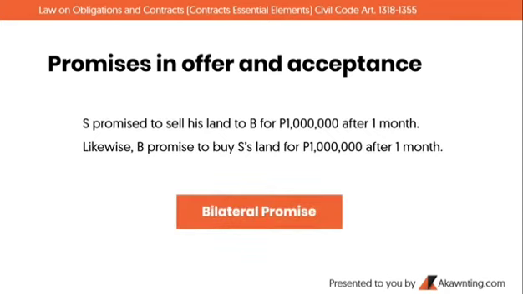S promised to sell his land to B for 1 million after 1 month. Likewise, B promised to buy S land for 1 million after 1 month. Okay, both of them made a promise to purchase and to buy the land. Okay, so in this case, we have a bilateral promise. And sabi ko, ang bilateral promise, binding na siya. Okay, without the need of a valuable consideration. Actually, this converts into a perfected contract.